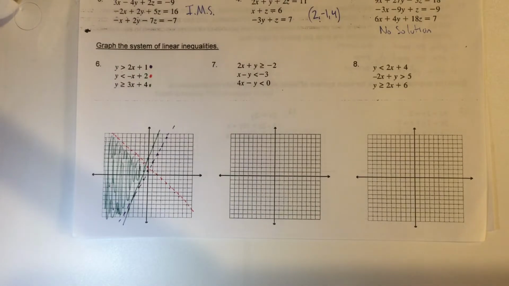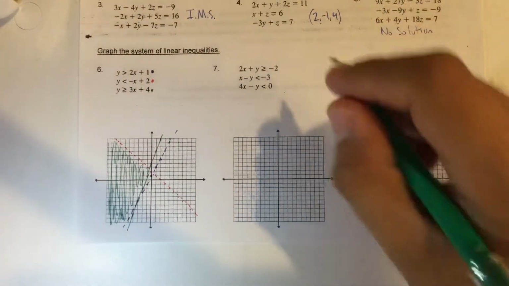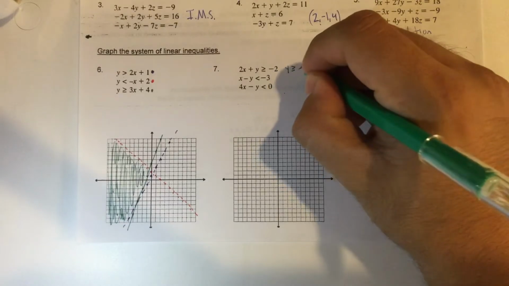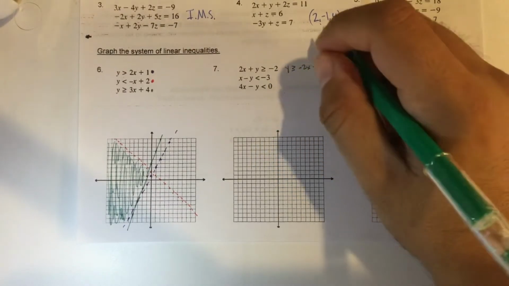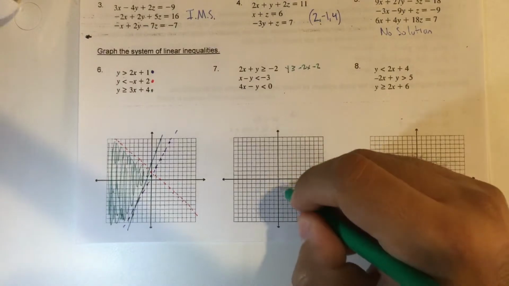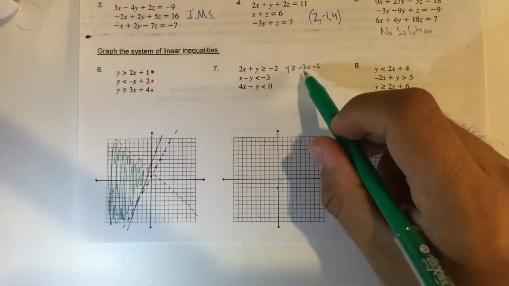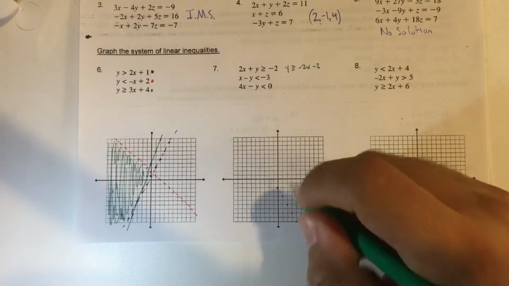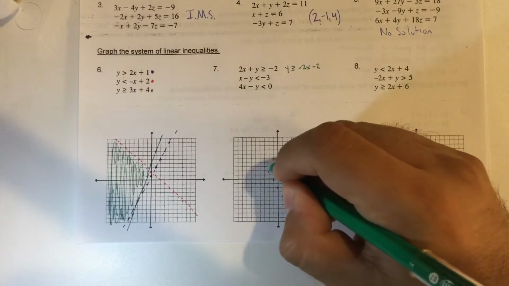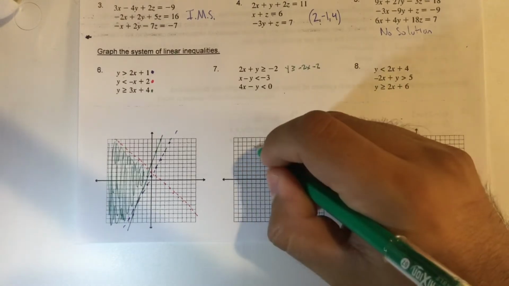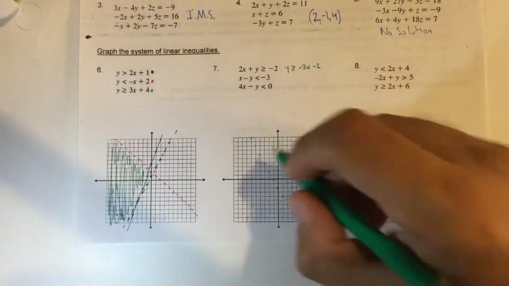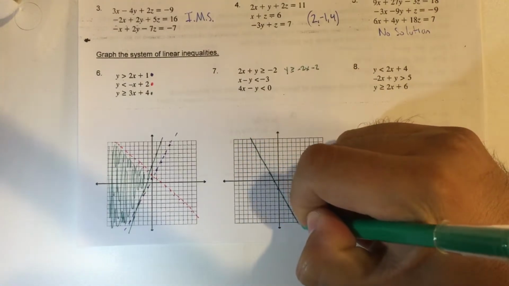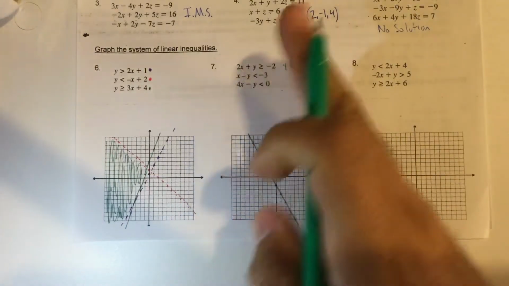All right, for number 7, first thing we should do is to solve this. So here I would just subtract 2x over, and that would be y is greater than or equal to negative 2x minus 2. So we're going to begin at negative 2. My slope is negative 2 over 1, so down 2, right 1. And then up 2, left 1. And it is a solid line. And right now the shading is above, so we're looking up here.